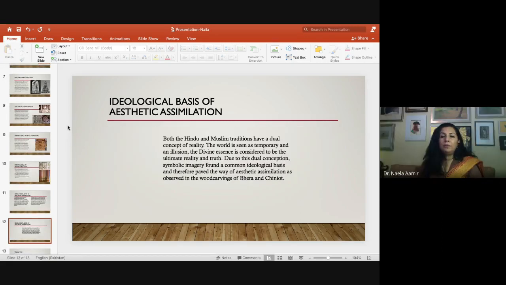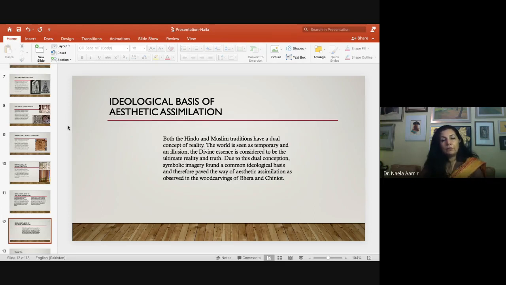Both the Hindu and Muslim traditions have a dual concept of reality. The world is seen as temporary and an illusion. The divine essence is considered to be the ultimate truth and reality. Due to this dual conception, symbolic imagery found a common ideological basis and therefore paved the way for aesthetic assimilation, as observed in the wood carvings of Bhera and Chiniot.